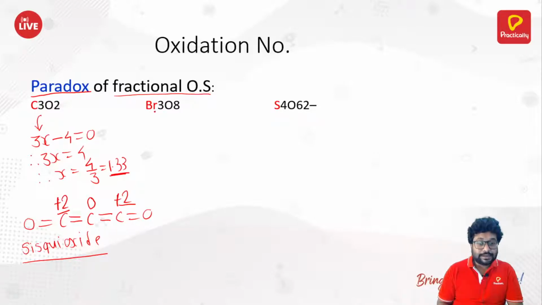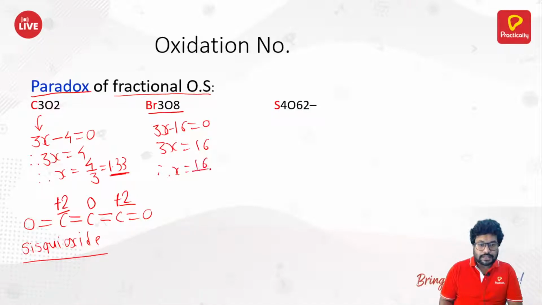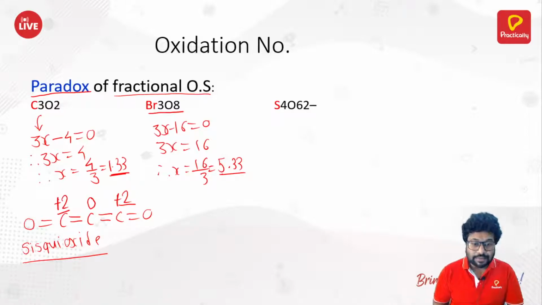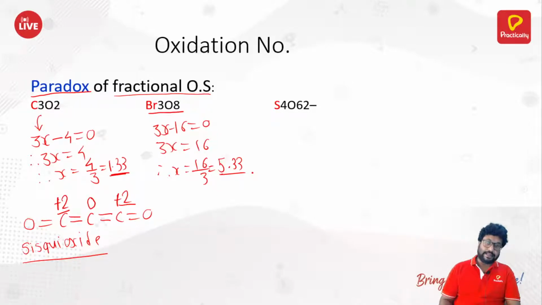Okay, the same is the case with Br3O8. Here also, if you look at bromine, the oxidation state of bromine has to be 3x minus 16 equals 0. Therefore, 3x is equal to 16, and x is equal to 16/3, which is something like 5.33. But again, is it really 5.33? Does each bromine have the same oxidation state which I have shown here? Let's see how its structure actually is.